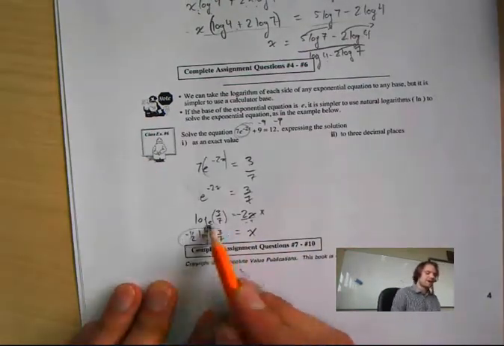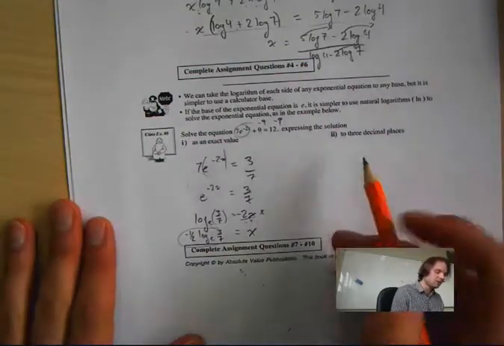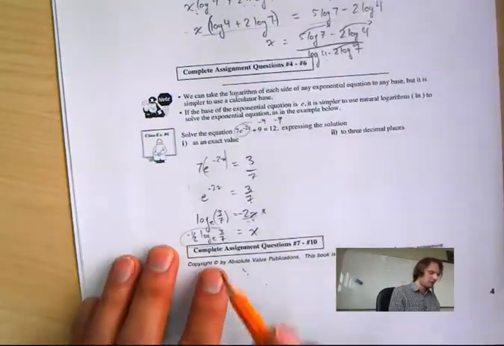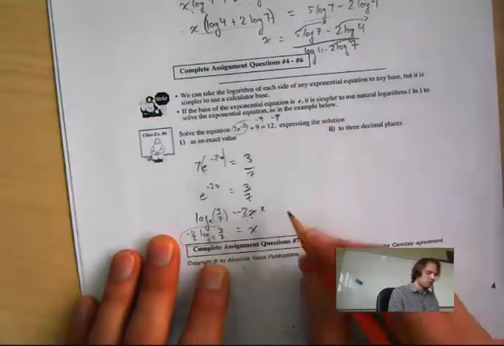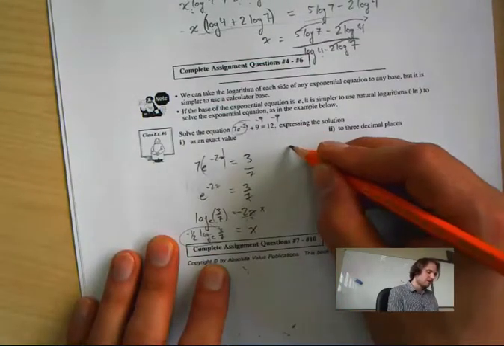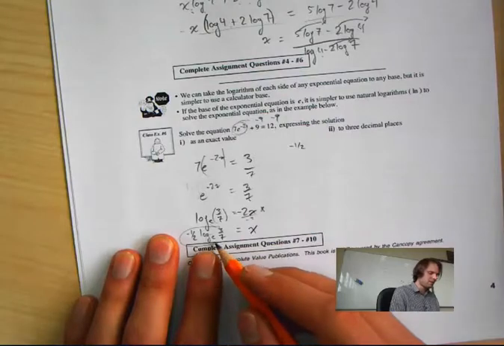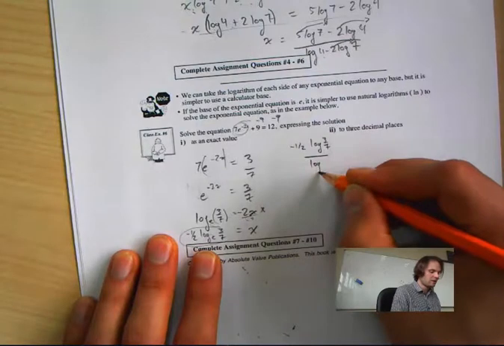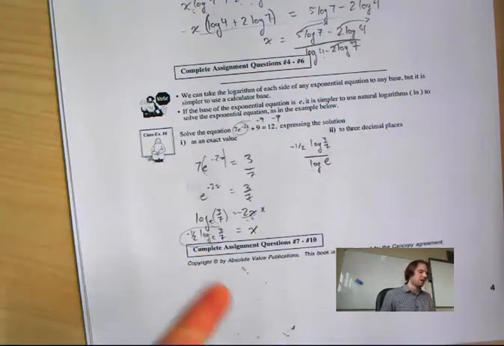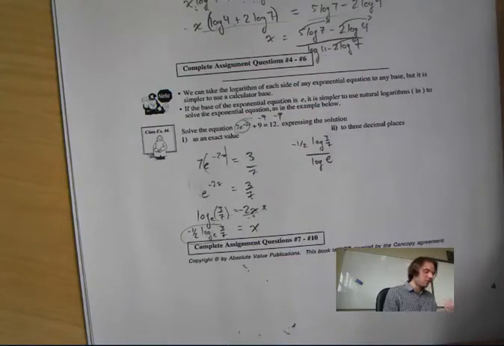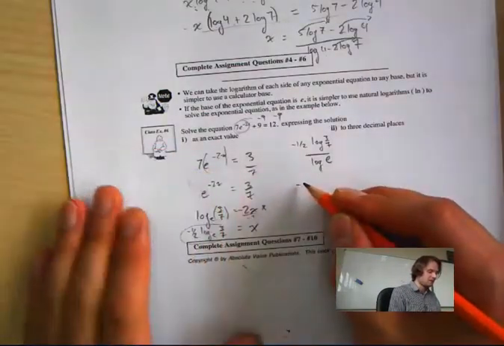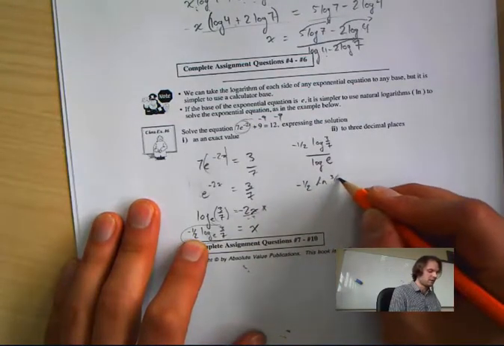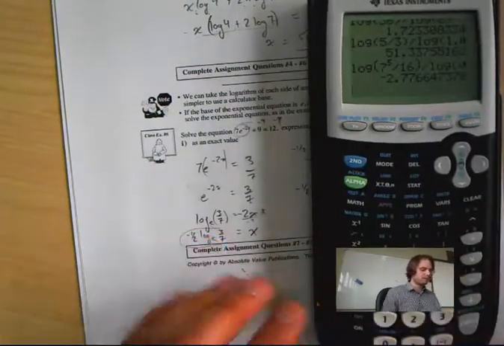Okay, so this is my exact form. Now to calculate it to 3 decimal places, maybe we should switch the base. So this is the same as negative 1 over 2, and we have log 3 over 7 all over log e, which is the natural log. Or this is the same thing as negative 1 over 2 times the natural log of 3 over 7, because it's in base e. So I'm just going to put that in.